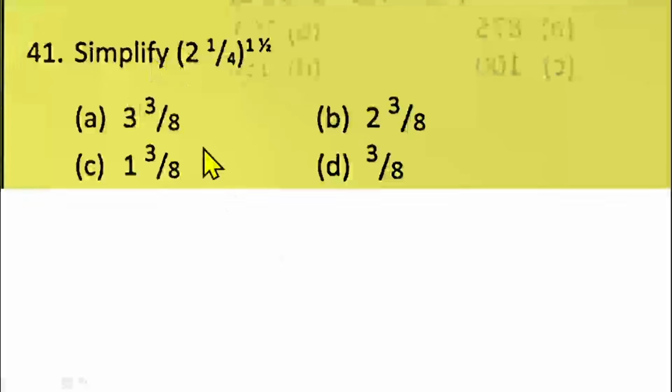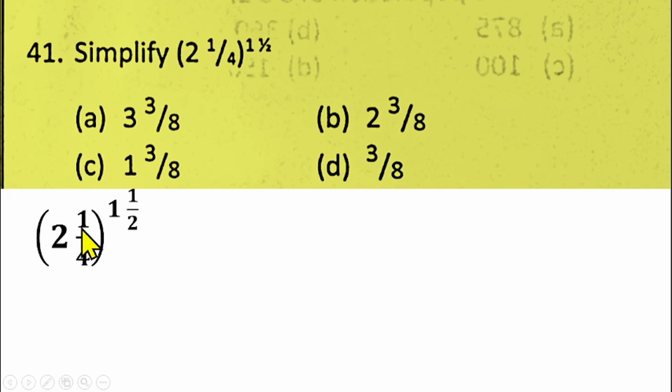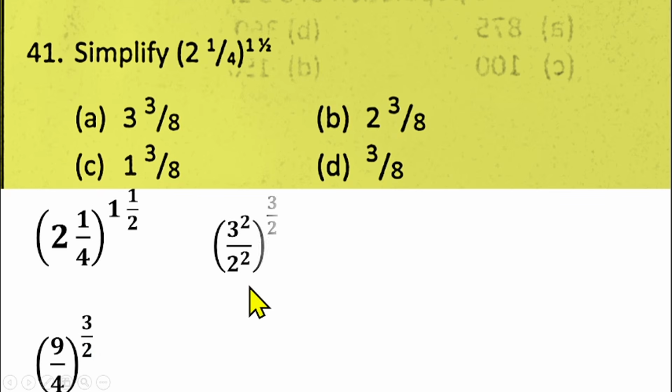Question number 41 is from the indices. I think you have 2 whole number 1 over 4 raised to the power 1 whole number 1 over 2. Yes, indices. So what do we do? Change this to an improper fraction. So 2 times 4 is 8 plus 1, that gives us 9 over 4. Then this also to an improper fraction, we have 3 over 2. Then from there, we can change this to index form.